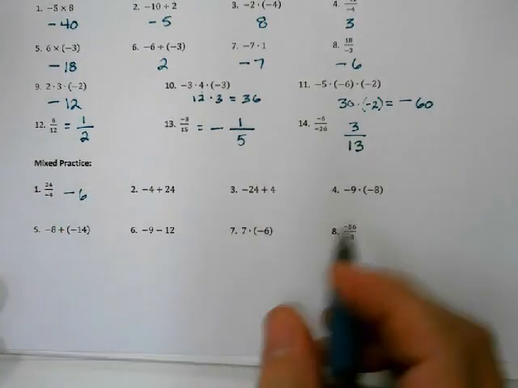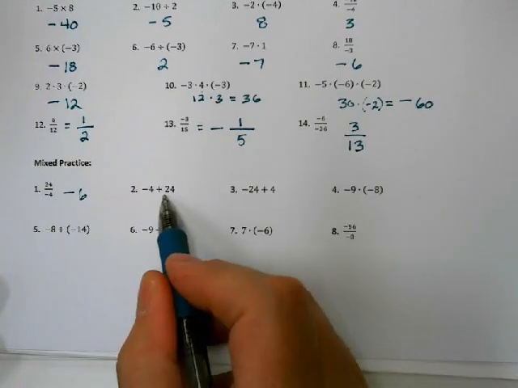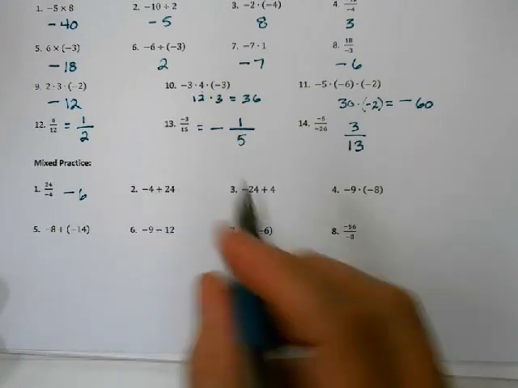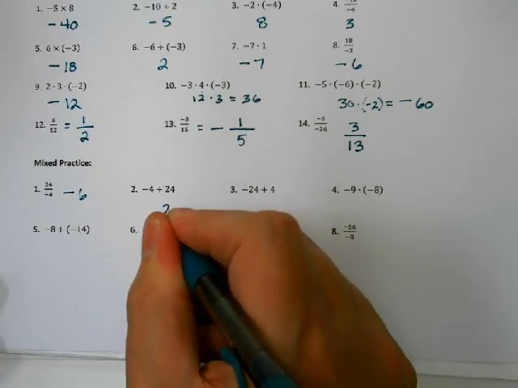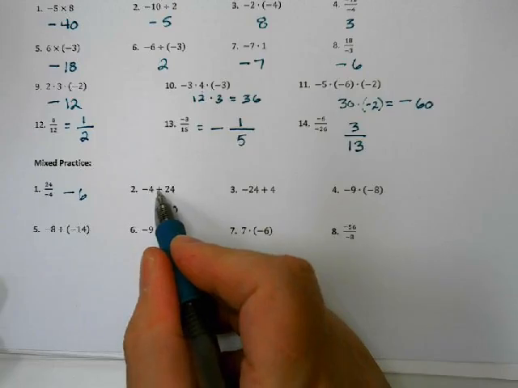This is addition and subtraction. Different signs, so we subtract the numbers. 24 minus 4 is 20. 24 was the biggest number. It's positive, so our answer is positive.